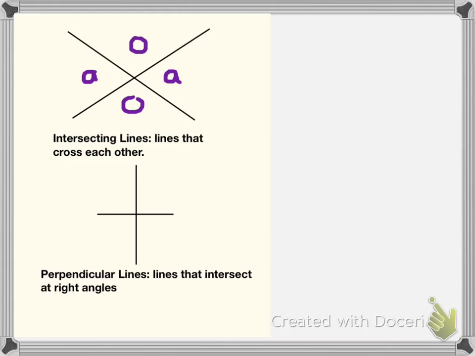Then the second term is perpendicular lines. Those are lines that intersect at right angles. I'm only going to label one of them, but they're all right angles or 90 degrees. So we can see in this example, we have four 90-degree angles because those lines intersect at a right angle.